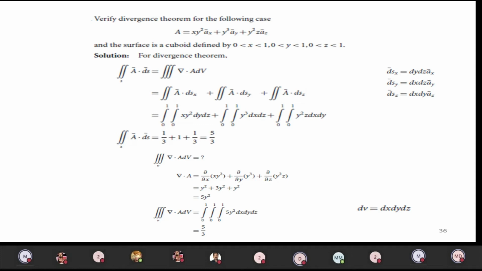If I differentiate, I get 5y square. So I substitute that del dot A value into the triple integral of 5y square. What is dv in the Cartesian system? dv is dx dy dz. If we take the triple integral, I get the value 5 by 3. Now I can show that the vector follows the divergence theorem, so that we can prove the divergence theorem.